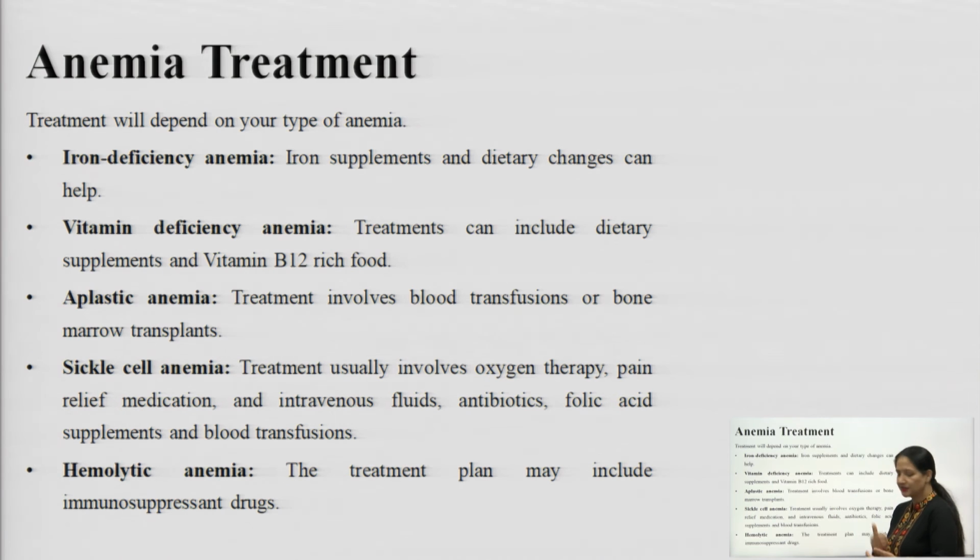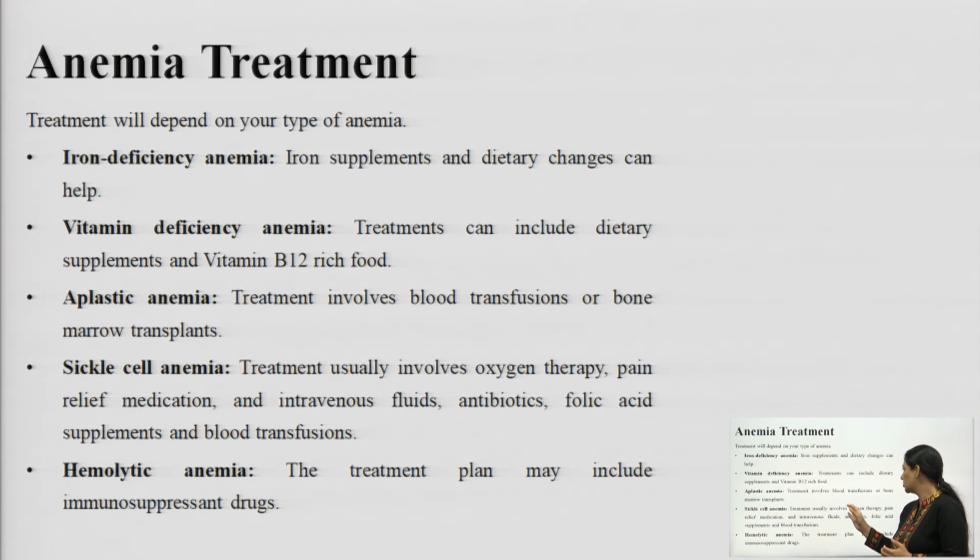So in the aplastic anemia, the treatment of choice is blood transfusion as well as bone marrow transplantation. Next is sickle cell anemia. In this condition, we can provide the symptomatic relief only, because this is a genetic disorder, and this is seen especially in other countries and in some congenital disease patients.